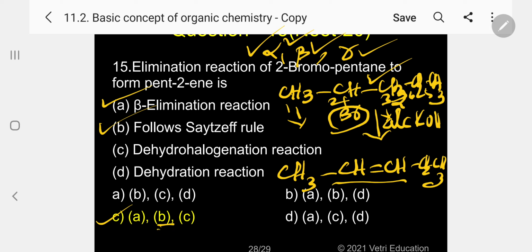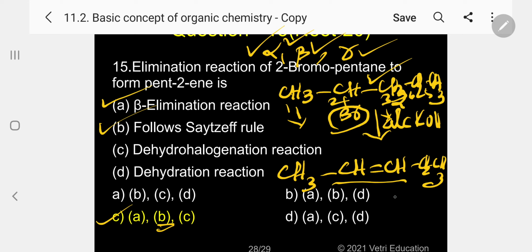Next, it follows Saytzeff rule. Kindly follow because B is given. What is Saytzeff rule? Please take note, my dear students, I will read slowly. According to Saytzeff rule, during elimination reactions the predominant product, the olefin or alkene, will be formed containing the double bond with highly substituted alkyl groups. So the double bond carbons will contain more alkyl groups. That is the Saytzeff rule.